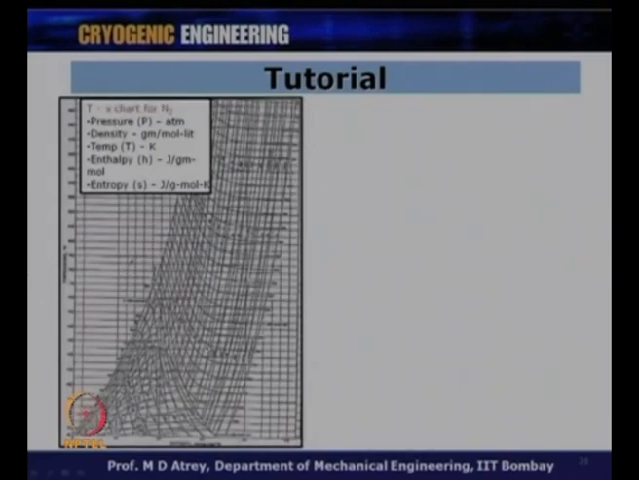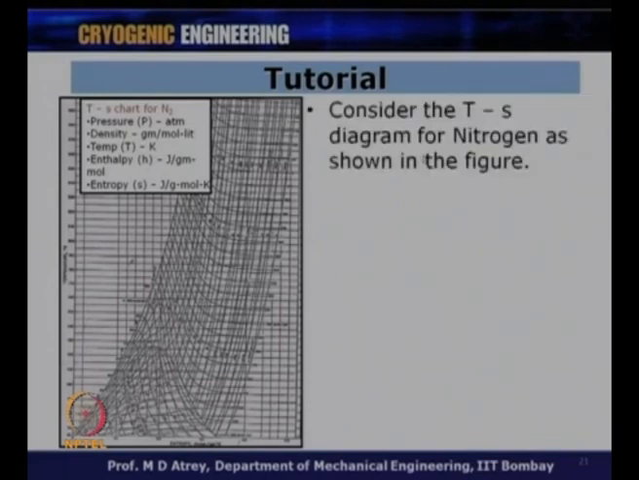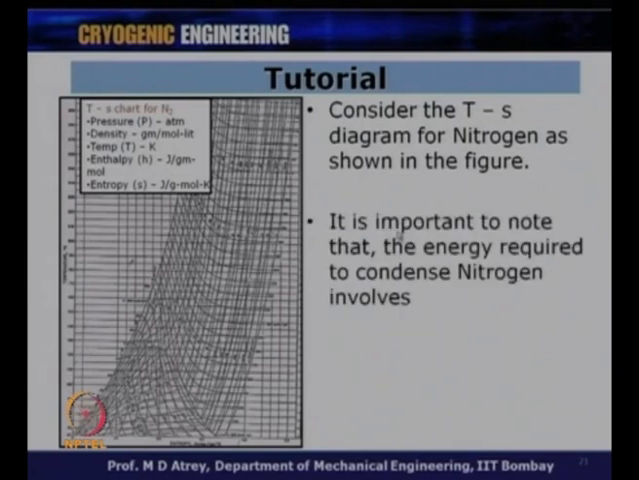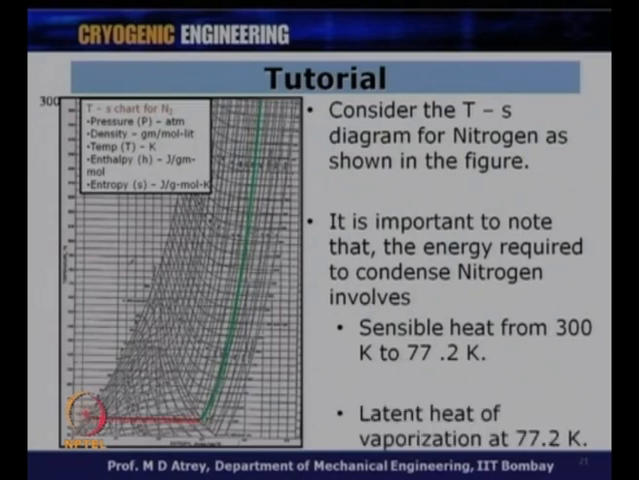So, first I will go to the temperature entropy diagram of nitrogen in order to calculate the cooling effect required, or QE required, in this case. Consider the TS diagram of nitrogen as shown in this figure. It is important to note that the energy required to condense nitrogen involves sensible heat from 300 K to 77 K. I have to decrease the gas temperature from 300 Kelvin, which is this point at 1 bar, down to 77 Kelvin over here, which is my sensible cooling, and then I have to cool the gas in the latent part, and therefore the latent heat of vaporization at 77.2 Kelvin.